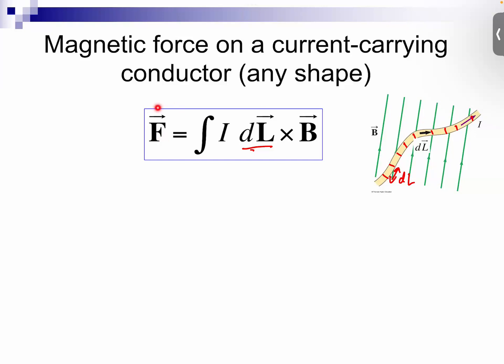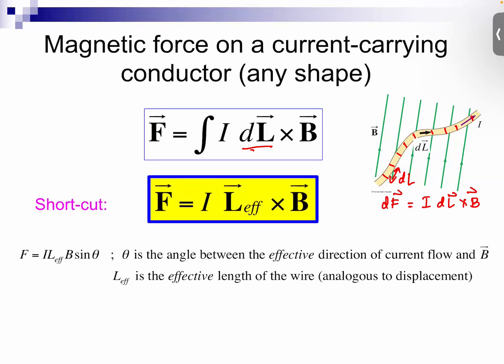So what this is telling you is that each small segment of wire will experience a magnetic force, which you can calculate, I dl cross B, right? So you calculate the small magnetic force experienced by the small segment of length, and then the integral means that you add up all the individual magnetic forces experienced by all the individual segments of the wire. So that's a strategy to use, but I will teach you a shortcut.